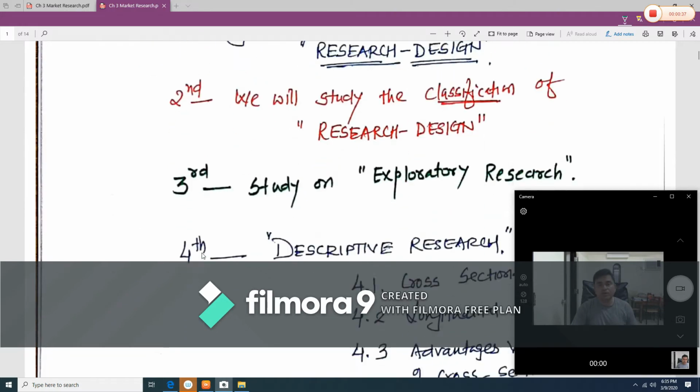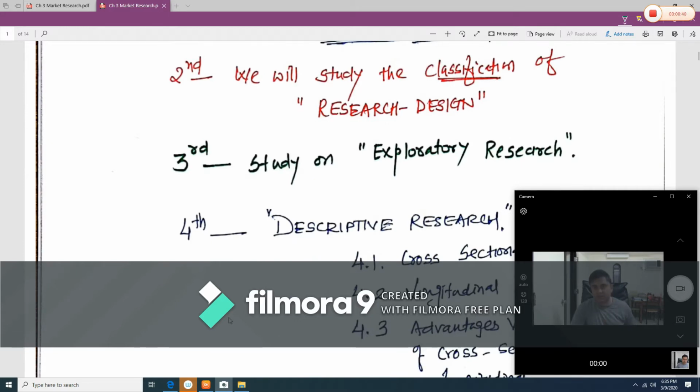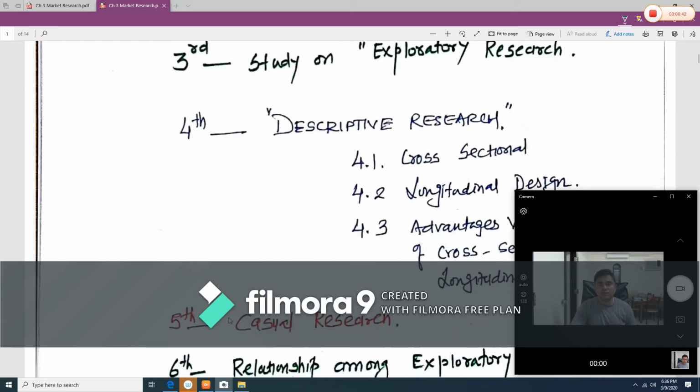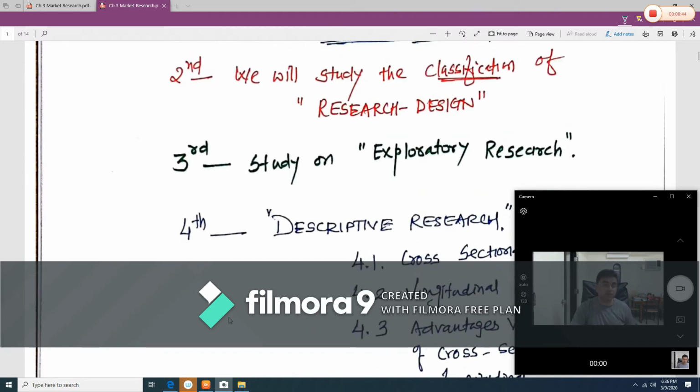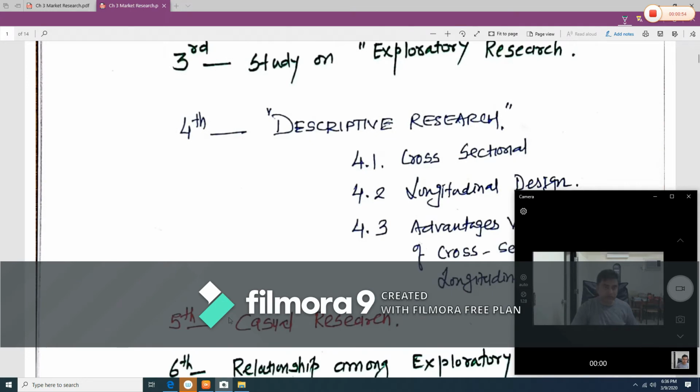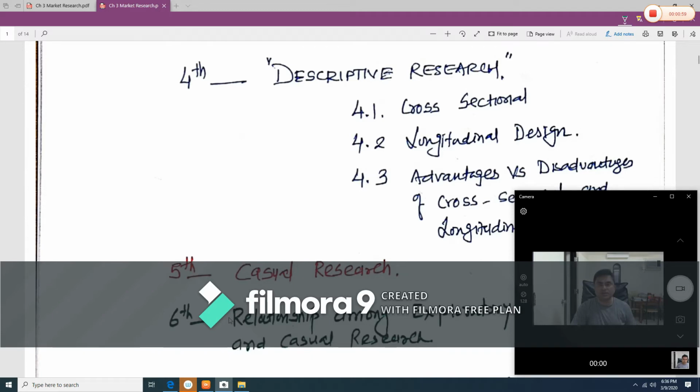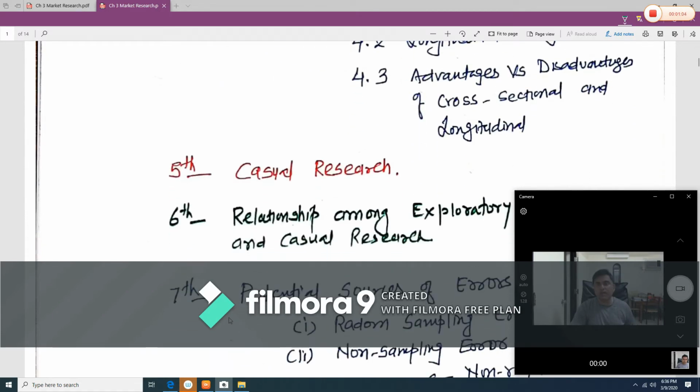We are also going to study the classification of the research design. Then we are also deciding what is exploratory research, under which situation you have to conduct the exploratory research, what are the importance of the exploratory research, and many other things related to exploratory research. The 4th aspect is descriptive research. Now under descriptive research we are going to discuss the cross-sectional research, longitudinal research, and advantages and disadvantages of the cross-sectional and longitudinal research. The 5th is we are going to discuss the causal research.